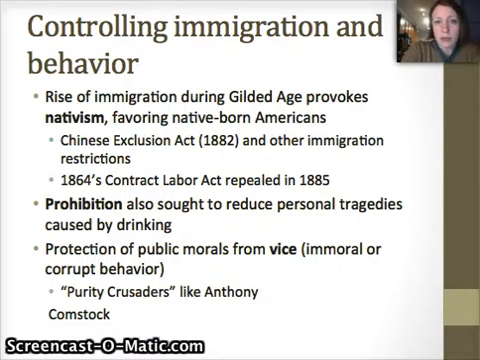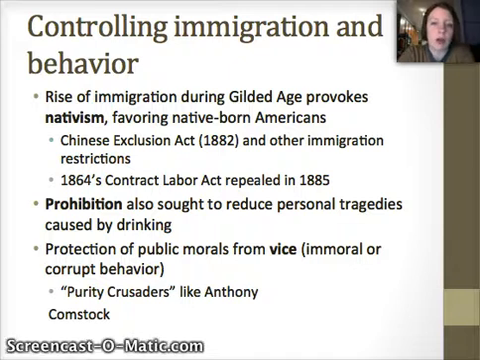Another way that progressive reformers try to impose their ideas on others is through prohibition, which is making alcohol and drinking alcohol illegal. Prohibition seeks to reduce personal tragedies caused by drinking, which might look like not being able to do your job, not being able to provide for your family, getting injured on the job, having a husband who abuses you after he's been drinking. All of these things were kind of unspoken problems of drinking, and prohibitionists or people who supported temperance really brought these issues to the fore.